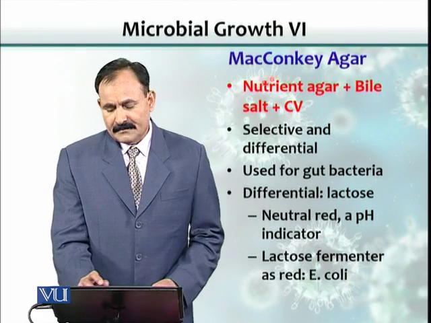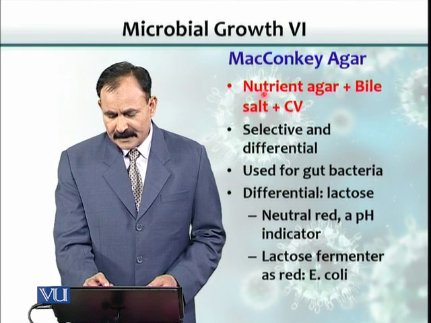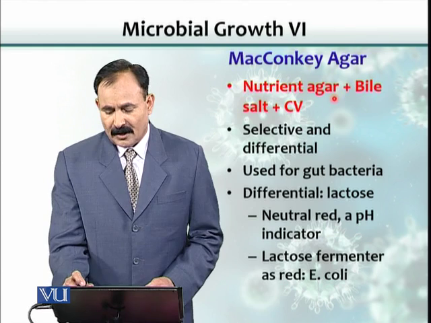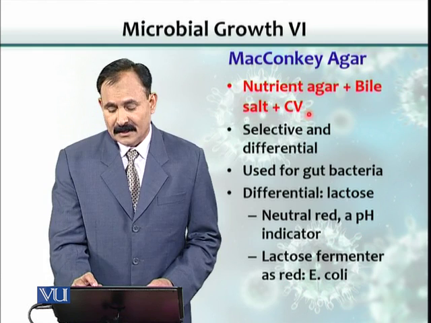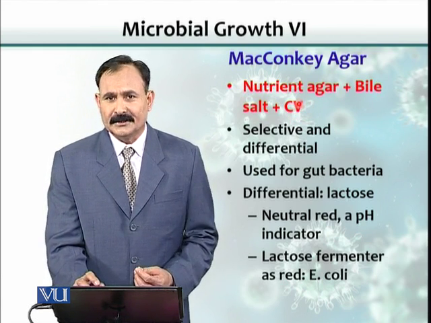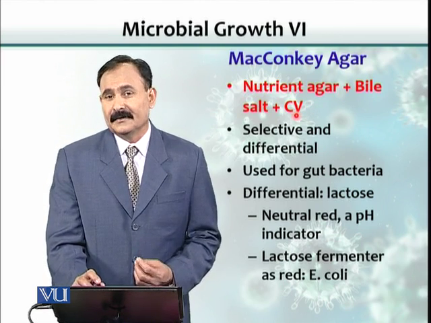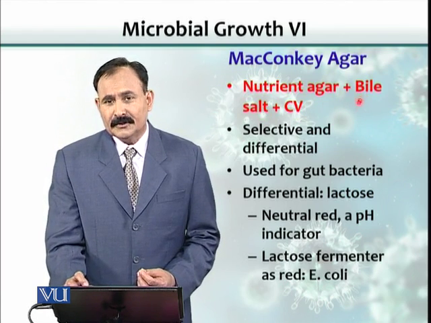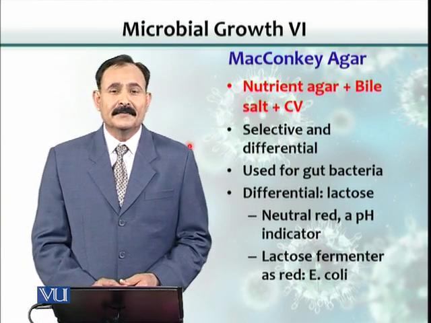Another medium is MacConkey agar, very commonly used in microbiology. It is basically a nutrient agar. Added into the nutrient agar are bile salt and crystal violet. CV stands for crystal violet. Crystal violet inhibits the growth of gram-positive bacteria and makes this a selective medium for gram-negative bacteria. Bile also discourages the growth of all those bacteria that are not normally present in the gut.